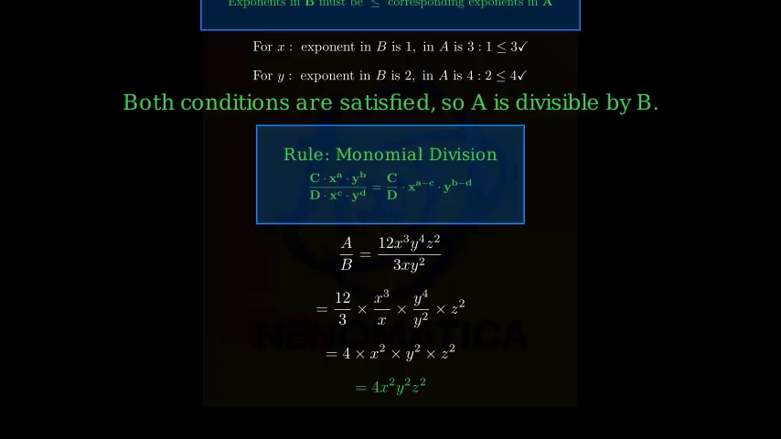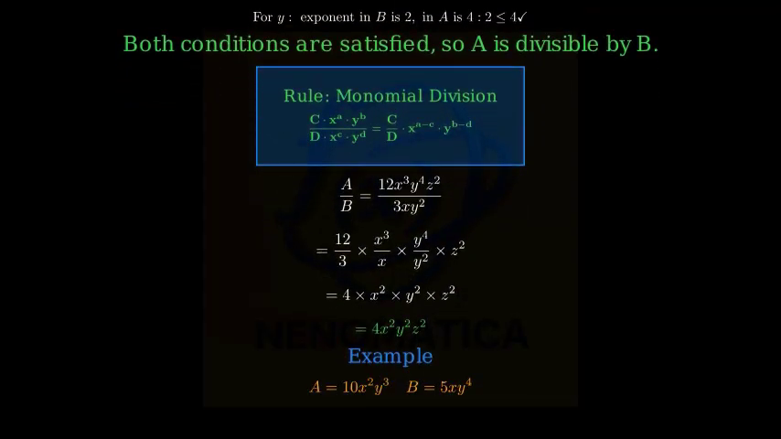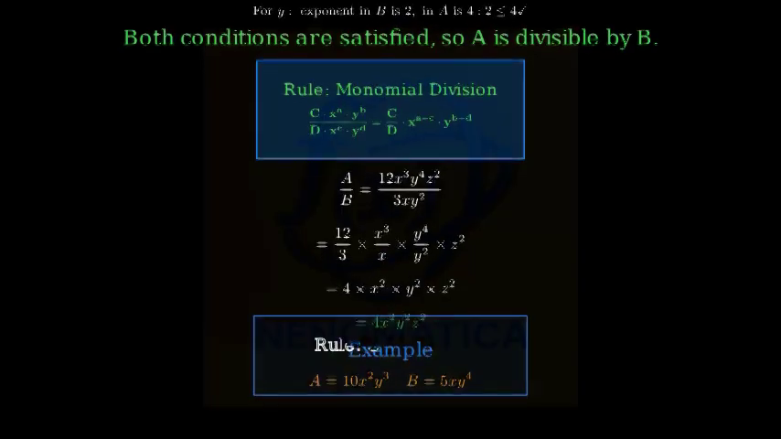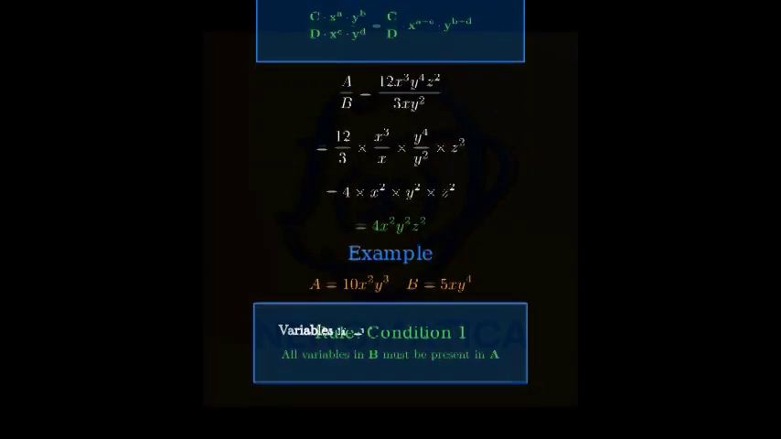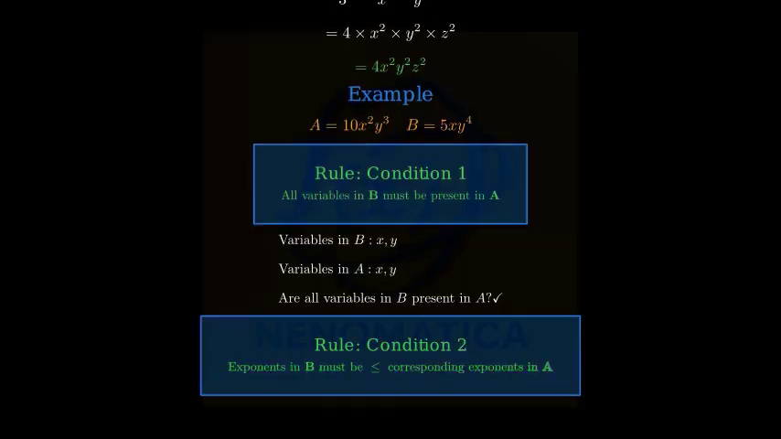So A divided by B equals 4x squared y squared z squared, which is a monomial, confirming that A is divisible by B. Now, let's look at an example where A is not divisible by B. Example, let A be 10x squared y cubed, and B be 5xy to the fourth power. Let's check both conditions. Condition 1, B contains variables x, y, and A also contains x, y, so this condition is satisfied.